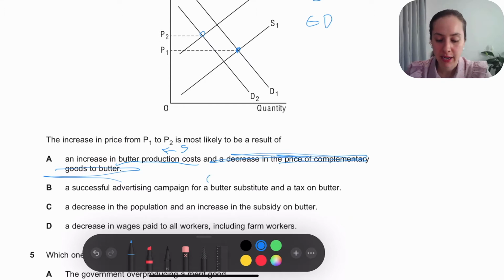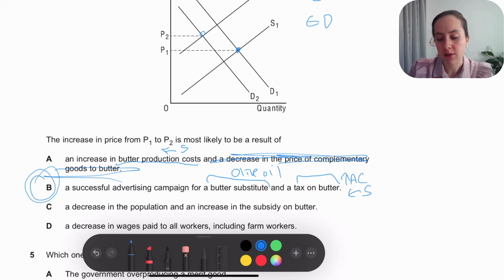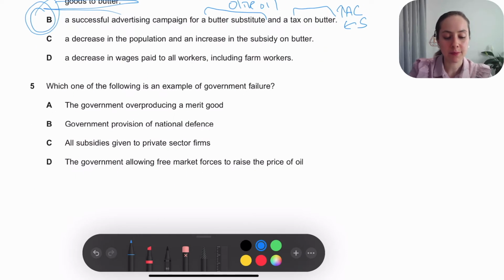Successful advertising campaign for a butter substitute. Yeah, so if maybe people buy olive oil more, they'll stop buying butter because they don't need both all the time, I guess. And a tax on butter, yeah, that's going to raise firms' average costs, and so it shifts the supply to the left.